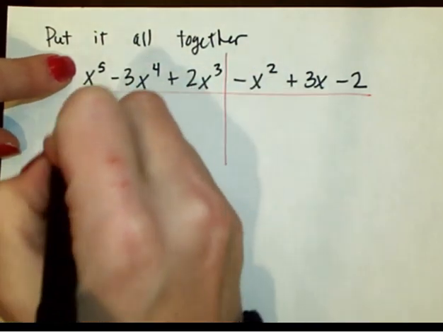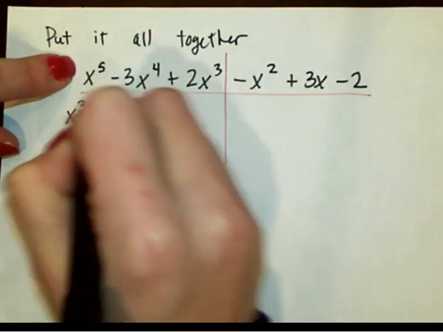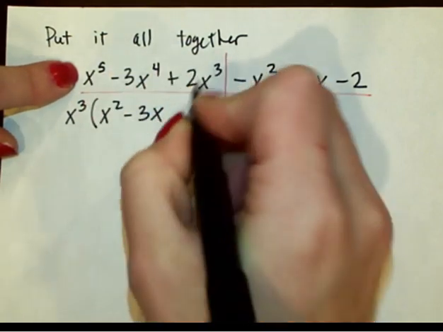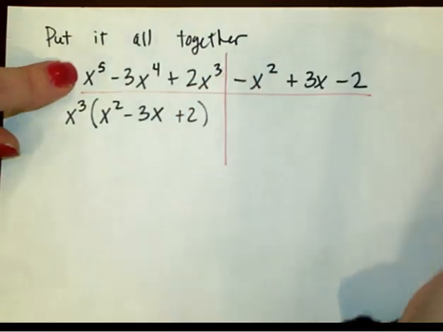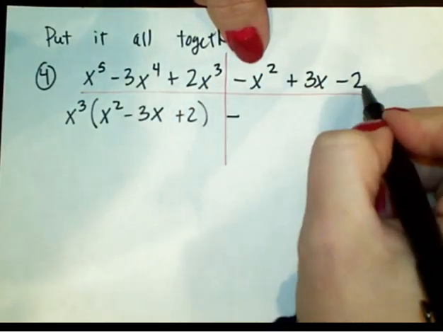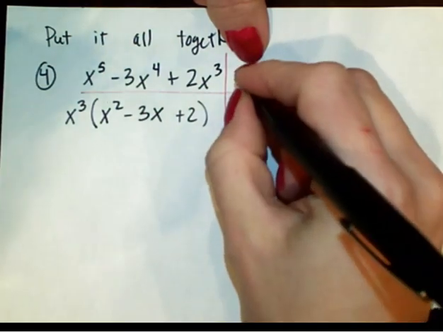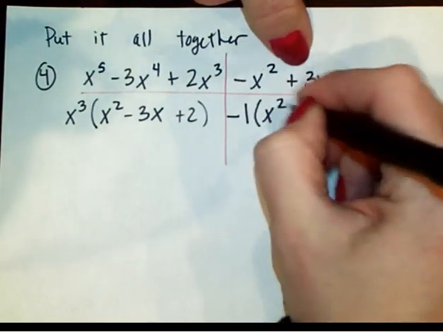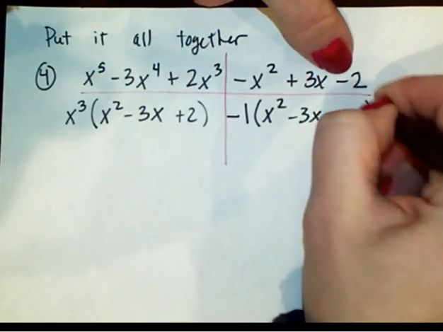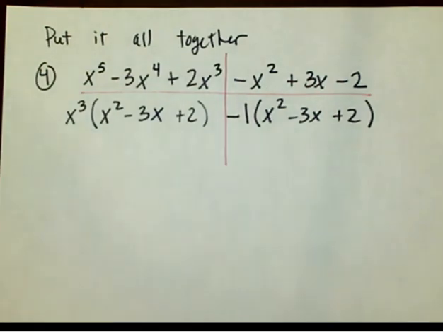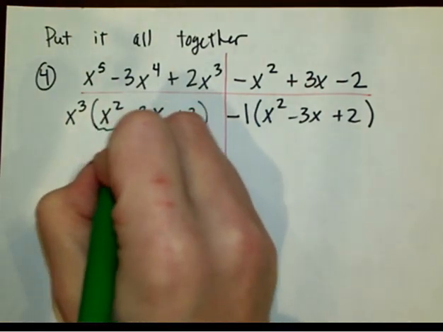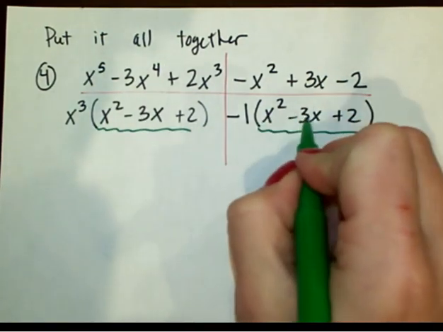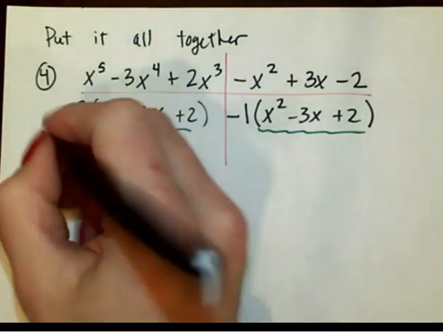Okay, what's common in the first group of 3? x cubed, left with x squared minus 3x plus 2. Here, if you think nothing's in common, it's either 1 or negative 1. In this case, the leading negative means negative 1. Switch the sign. Okay, check your factors. Is this factor the same as this one? x squared minus 3x plus 2, x squared minus 3x plus 2. Yes, that means it's a common factor.